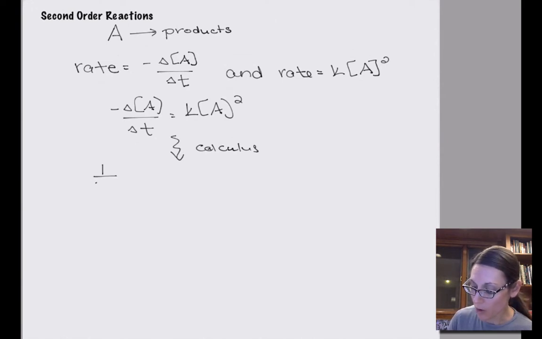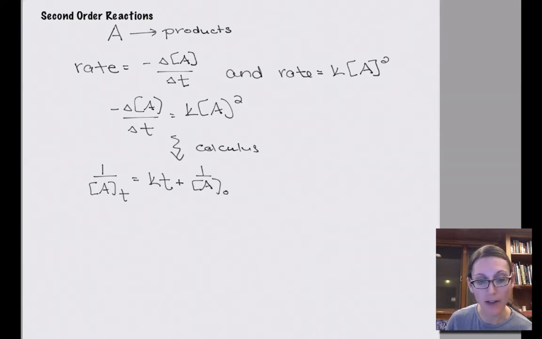We find that 1 over the concentration of A at time t is equal to kt plus 1 over the initial concentration of A. And if we look at this expression, we see that we can envision it as a straight line, as a y equals mx plus b equation, where 1 over the concentration of A at time t is our y, mx is k times t, so our slope is the rate constant, and then our time is going to be on our x-axis, and the y-intercept is 1 over the initial concentration.